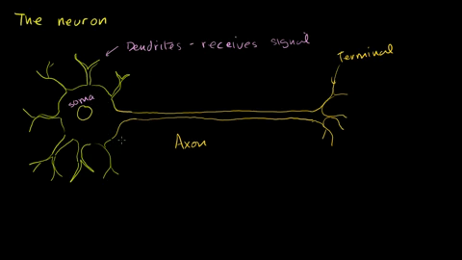And you'll sometimes hear the point at which the soma, or the body of the neuron, connects to the axon referred to as the axon hillock. Or maybe you can kind of view it as a lump. It starts to form the axon. So it's the axon hillock.